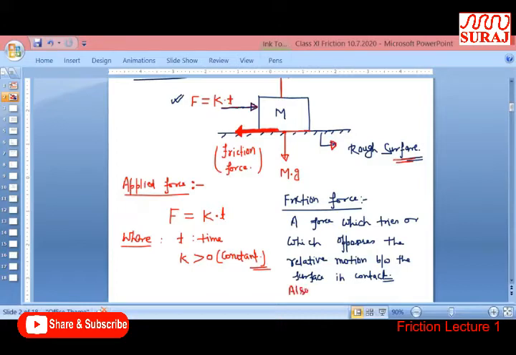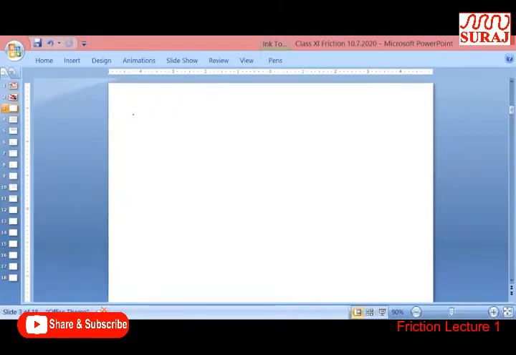Now this friction force is also called the resistance force. It resists the relative motion. Always remember this word, relative motion I am writing. Not motion, but relative motion between the surfaces. Friction force is also called the resistance force. Okay. Now we will discuss it more.